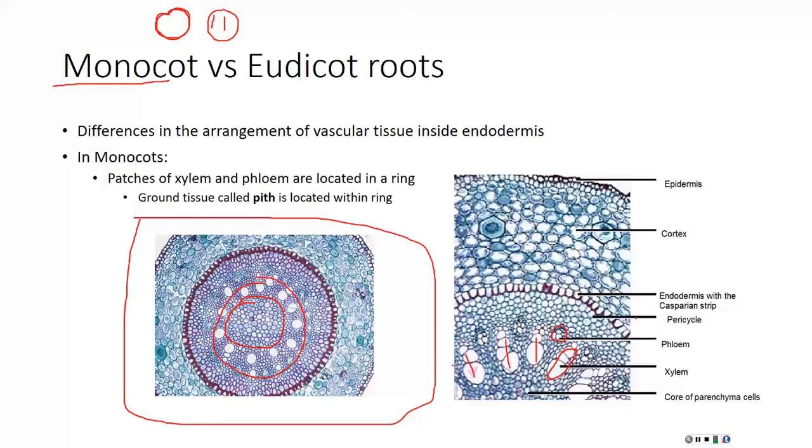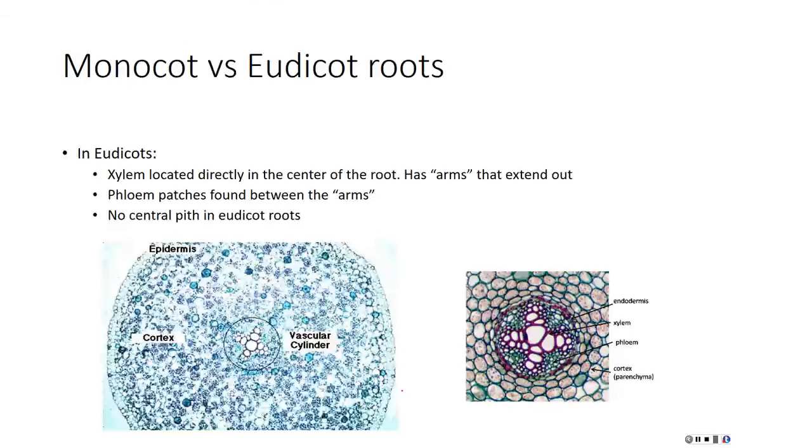So we then have our endodermis, and then we have this area of parenchyma we call the cortex. Typically, if our ground tissue is inside the vascular tissue, we call it pith. If it's outside of the vascular tissue, we call it cortex. In a eudicot, we have a very different situation.